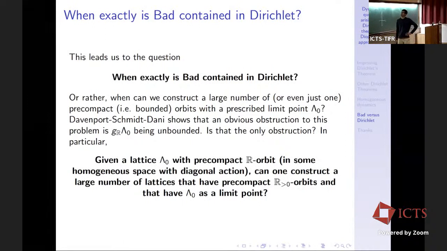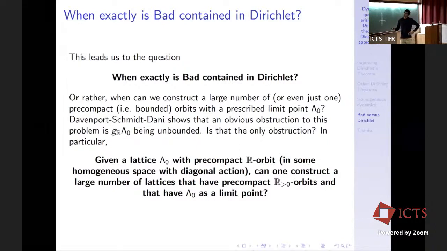And essentially, it comes down to answering this dynamical question. Okay, so when exactly is bad contained in Dirichlet? In other words, bad is bounded orbits. Dirichlet is avoiding a critical locus. So if you want bad and not Dirichlet, you need to construct bounded orbits with a certain limit point in the critical locus.